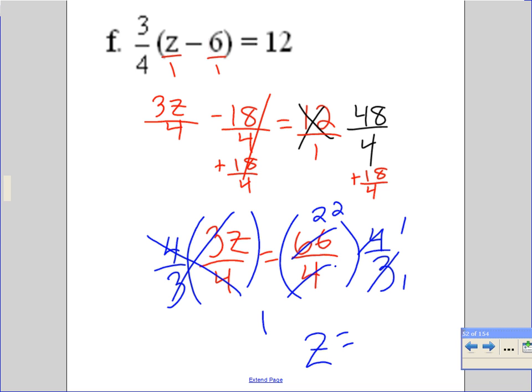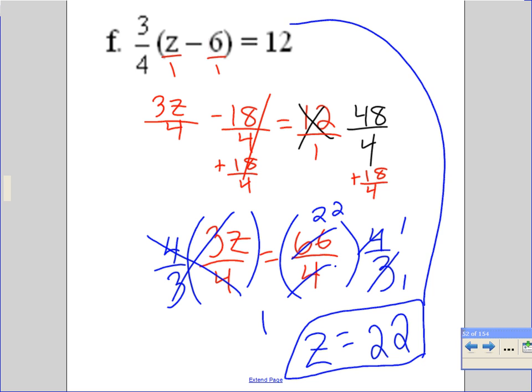Sean? Good. What's a way to check our answer? Charles? Okay, hold on a second. Tell me first how to check. How do you check? Good. If you want to check, go back to the original problem, plug 22 in. As long as you get that it equals 12, you're good to go. Okay, Charles, what's your method?